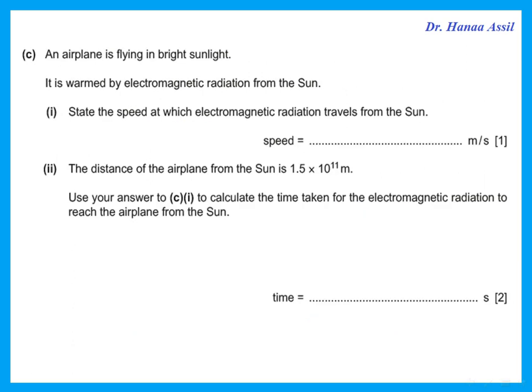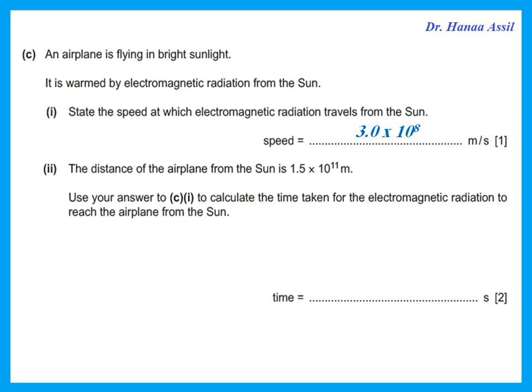Then he says an airplane is flying in bright sunlight. It is warmed by the electromagnetic radiation from the sun. State the speed at which the electromagnetic radiation travels from the sun. So the speed of the radiation is 3.0 times 10 to the 8 meters per second. Please remember that number. The distance of the airplane from the sun is this.